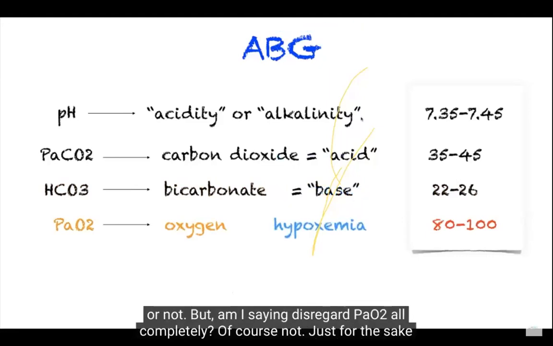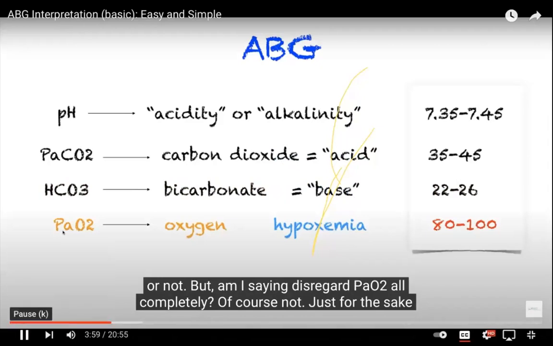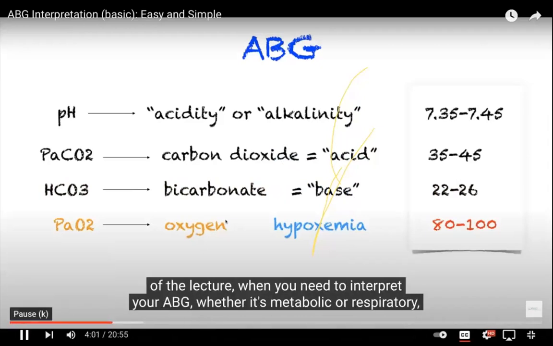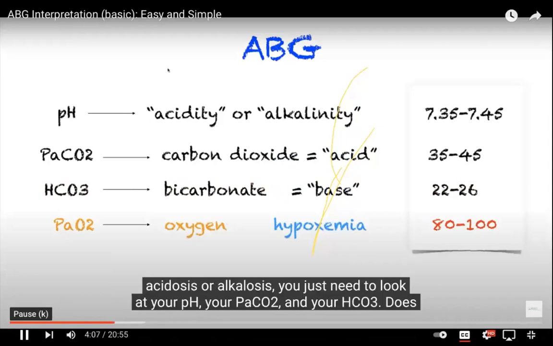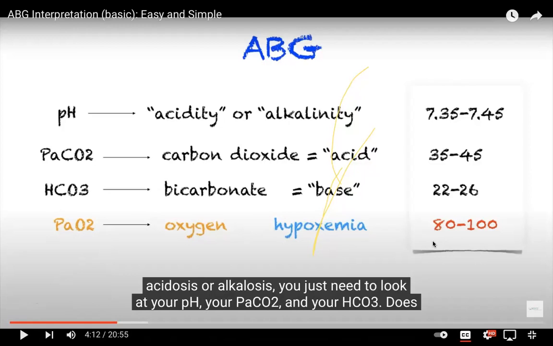But am I saying disregard PaO2 completely? Of course not. Just for the sake of the lecture, when you need to interpret your ABG, whether it's metabolic or respiratory acidosis or alkalosis, you just need to look at your pH, your PaCO2, and your HCO3. Also, from a clinical standpoint, oxygen is pretty much straightforward. If it's less than 80, your patient's hypoxemic. If it's more than 100, that means you're overdoing whatever oxygen therapy you're using.